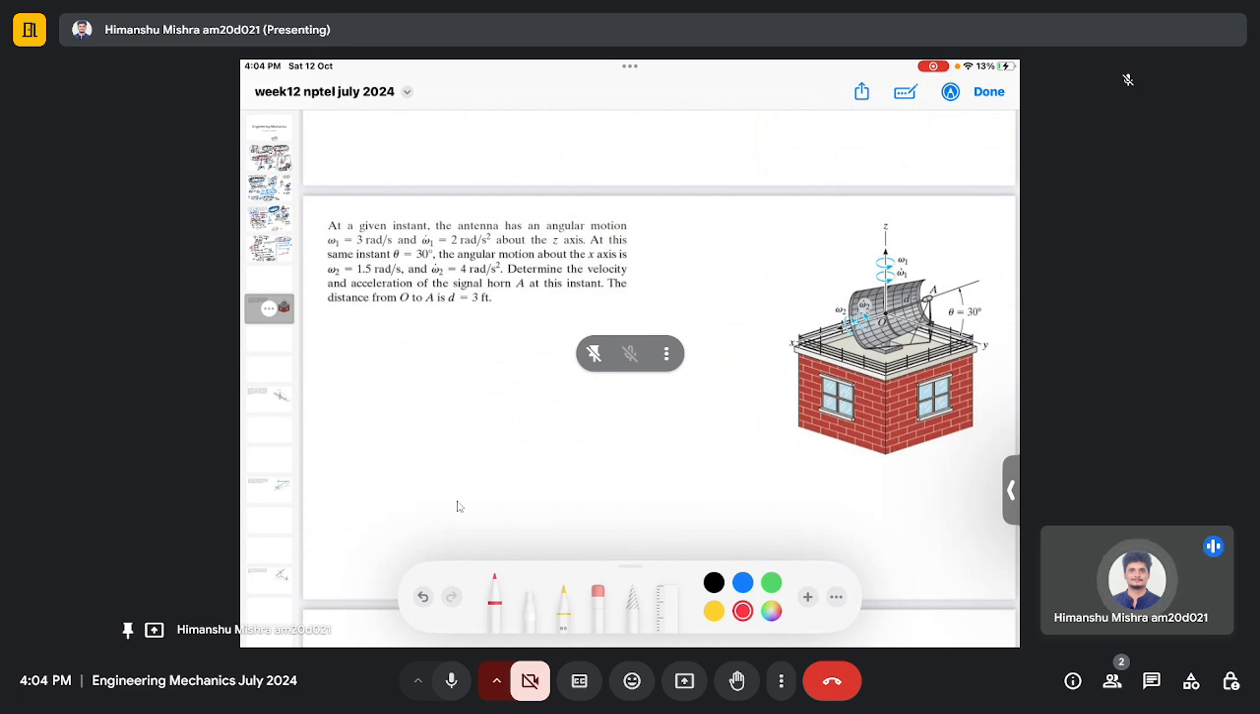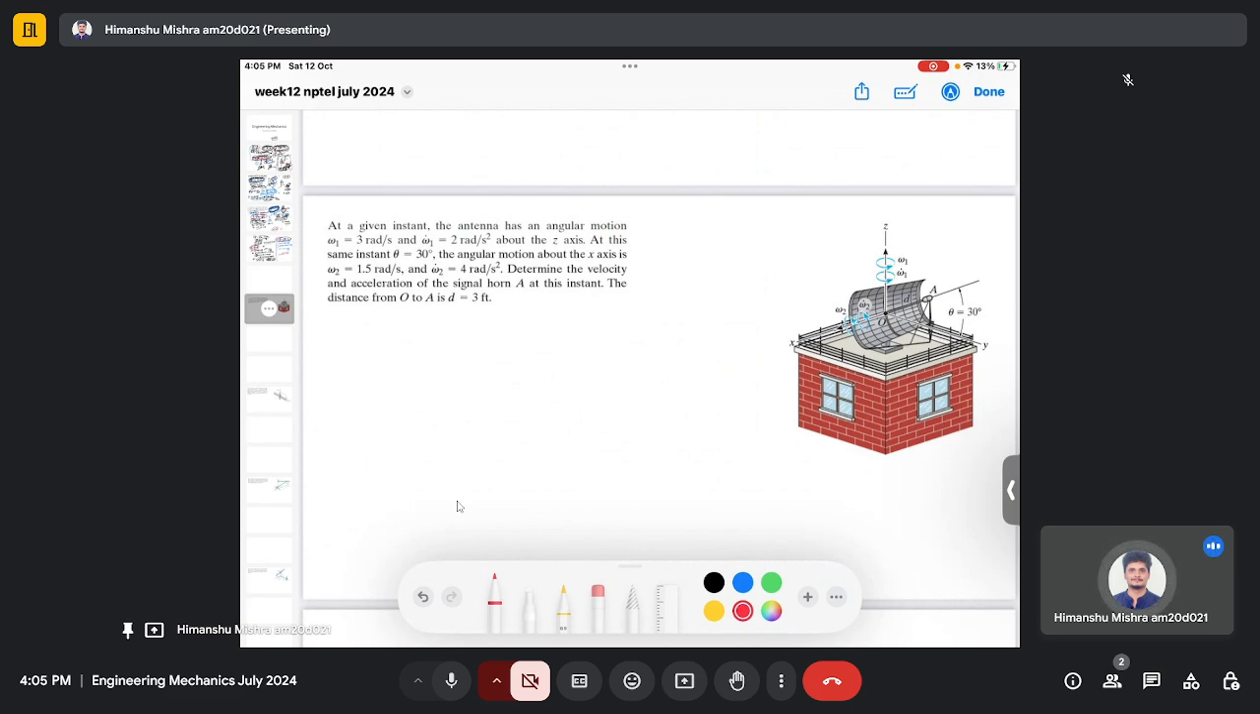So in this question, we have at a given instant, the antenna has an angular motion omega 1 of 3 rad per second, and omega 1 dot is 2 rad per second squared about the z axis. At this same instant, theta equals 30. The angular motion about the x axis is omega 2 and omega 2 dot. Determine the velocity and acceleration of the signal horn A at this instant. The distance from O to A is d.